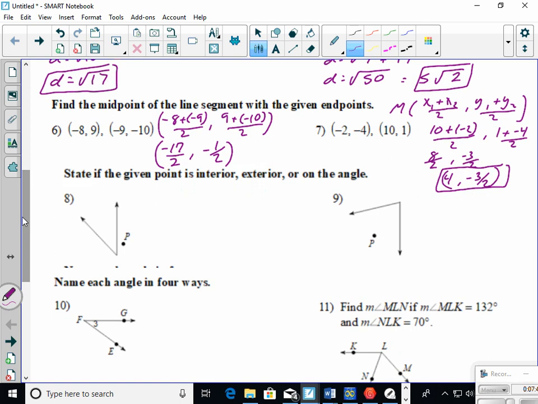Alright, so next, state if the given point is interior, exterior, or on the angle. Fairly easy concept. If it's between the two rays that make the angle, it's interior. If it's outside of them, it's exterior. If it's on one of the rays, then it is on the angle. So P is not in between the two sides, so that's going to make it exterior. Number 9, P is in between the two rays, so that's going to make it interior.